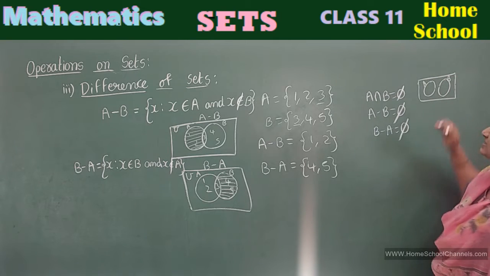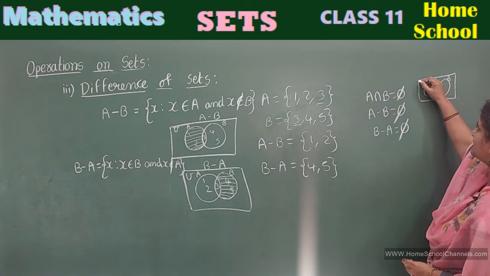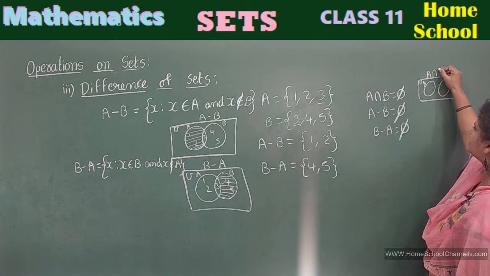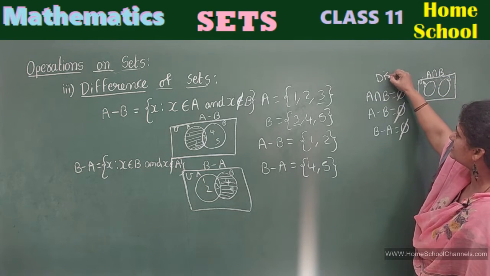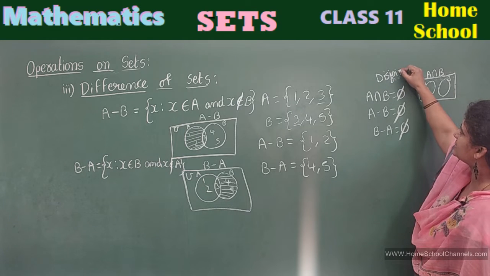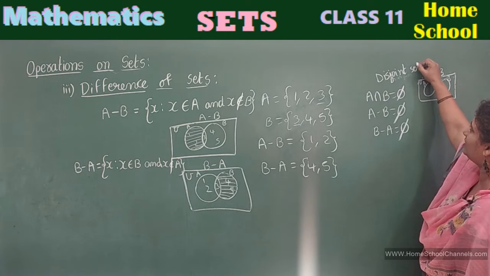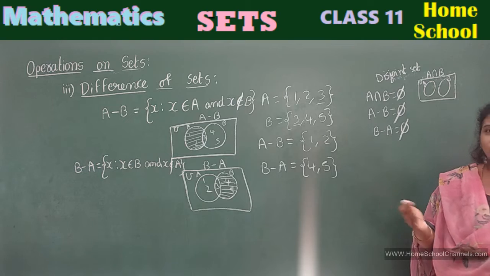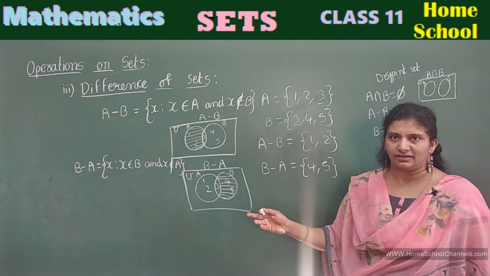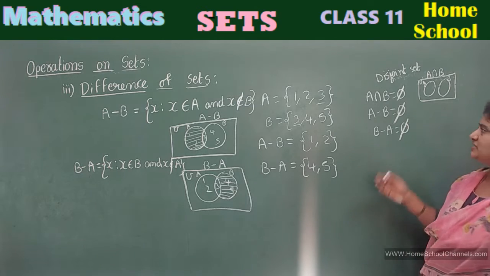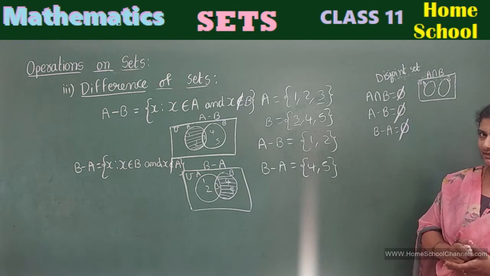You can write the A circle separate and the B circle separate. And this is A intersection B. You can call these types of sets disjoint sets. There is no joint between the two circles. There is no common part. If there were common elements, we could do the intersection part. But there are no common elements, so we write the circles separate.